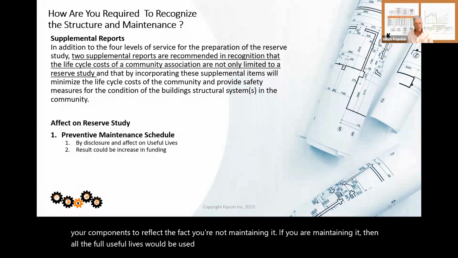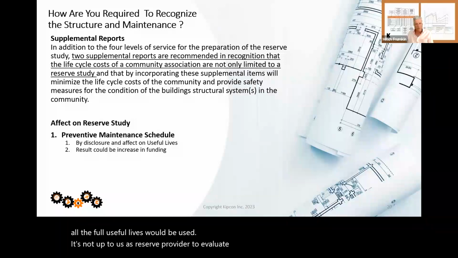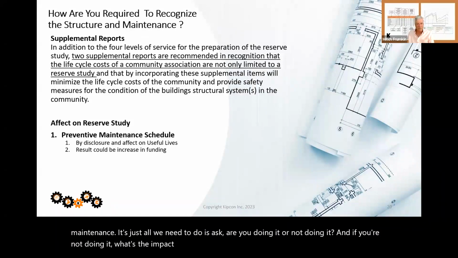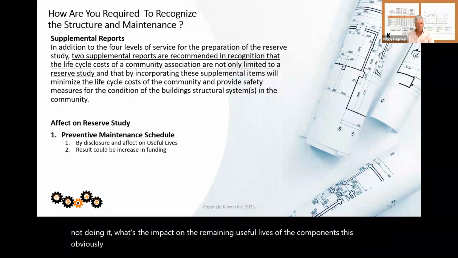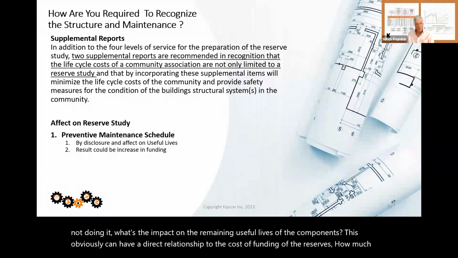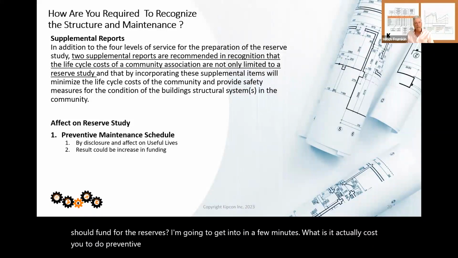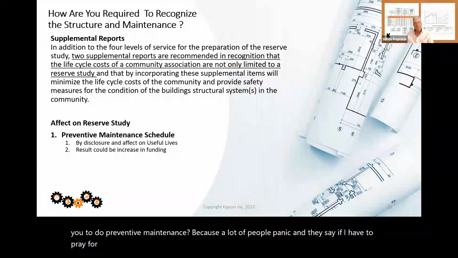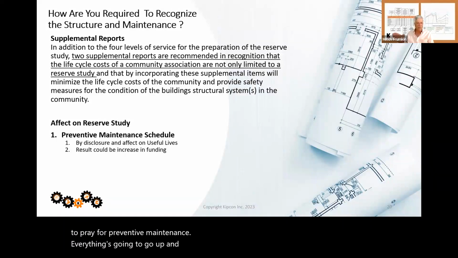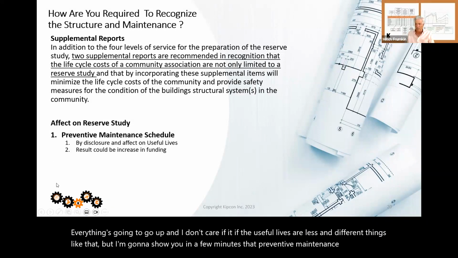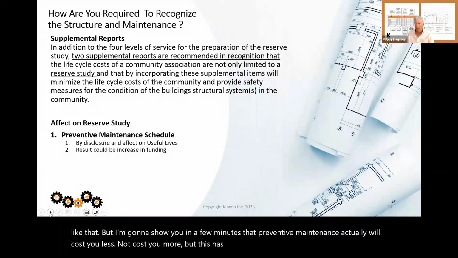It's not up to us as a reserve provider to evaluate what you're doing for preventive maintenance. All we need to do is ask, are you doing it or not doing it? And if you're not doing it, what's the impact on the remaining useful lives of the components? This obviously can have a direct relationship to the cost of funding of the reserves, how much you should fund the reserves. I'm going to get into in a few minutes what it actually costs you to do preventive maintenance, because a lot of people panic and say, if I have to pay for preventive maintenance, everything's going to go up. And I don't care if the useful lives are less and different things like that. But I'm going to show you in a few minutes that preventive maintenance actually will cost you less, not more. But this has to be disclosed within the reserve study.